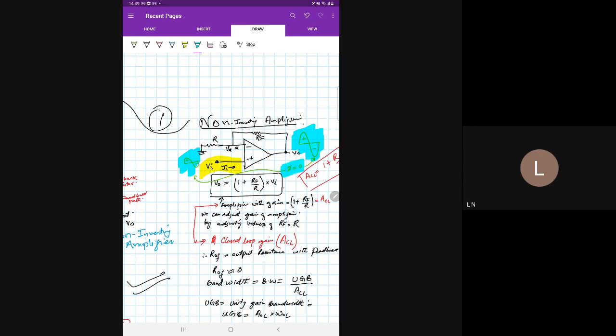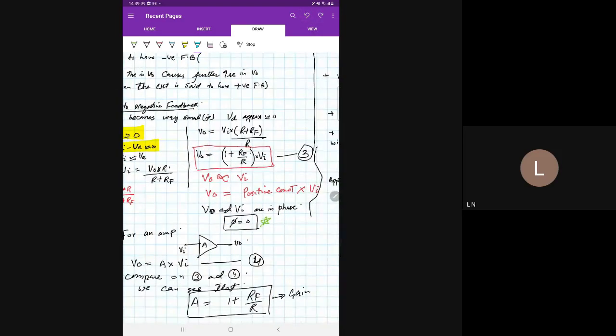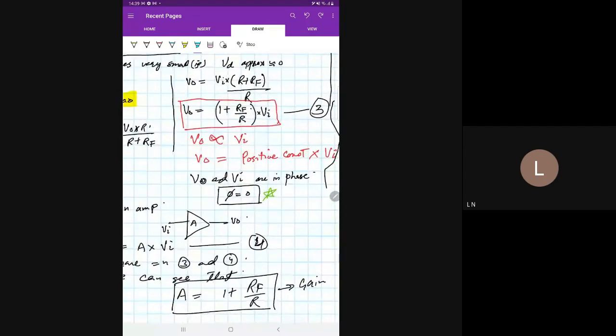Phase shift between input and output will be zero. So that is what I'm saying, that the phase shift between input and output is equal to zero.